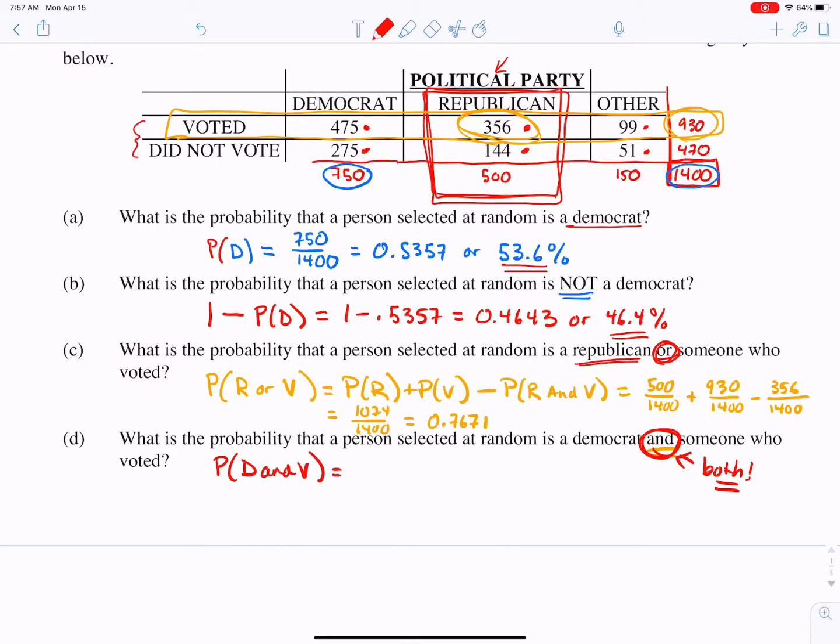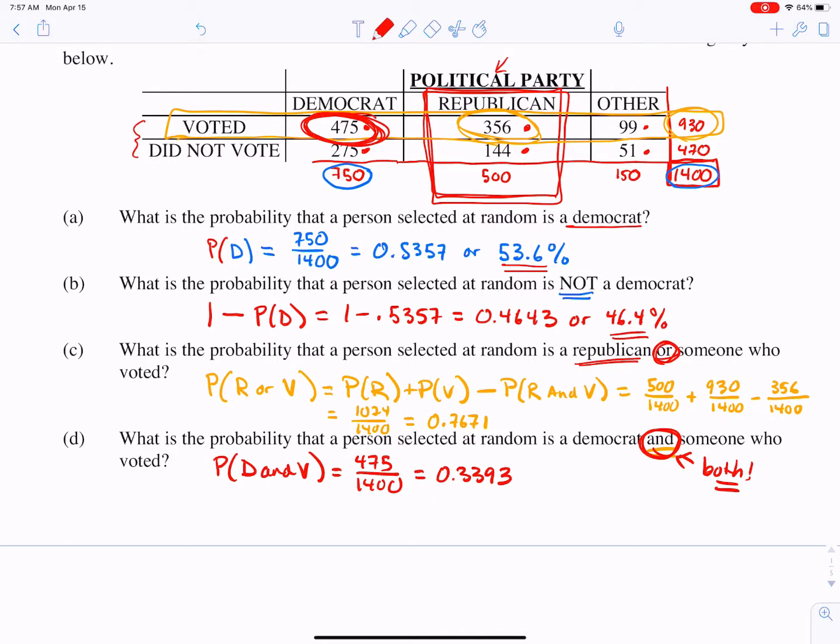So the probability that they were a Democrat and voted, well, that's, let's see, the voted is the first row. The ones who are Democrats are right here. These 475 people. Those are the only people who were both Democrats and voted. So it's 475 divided by 1,400, which is equal to 0.3393 rounded off.